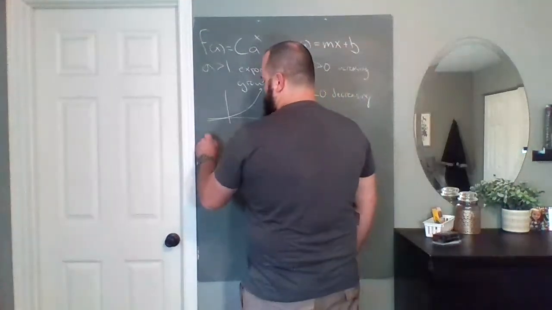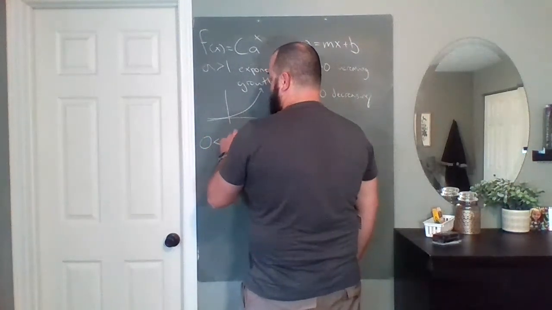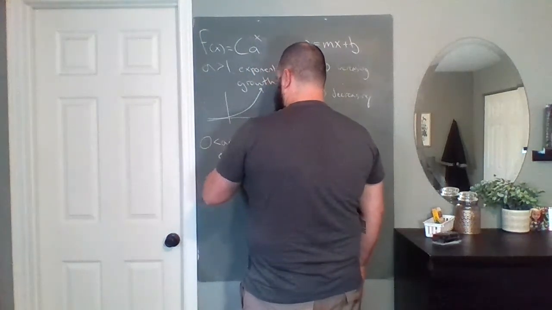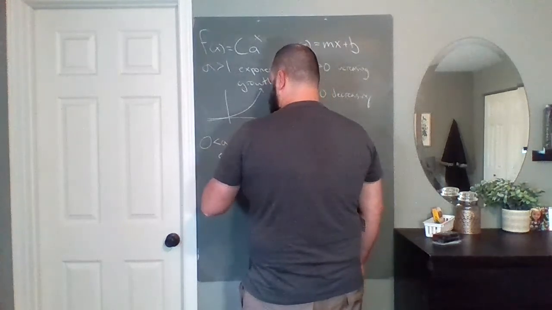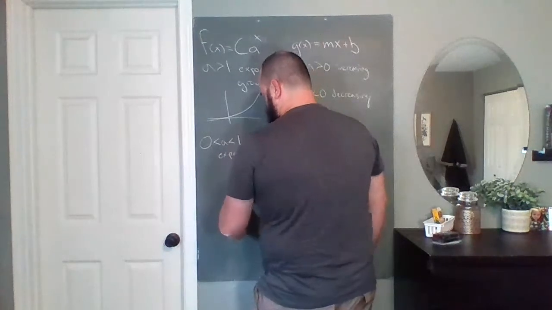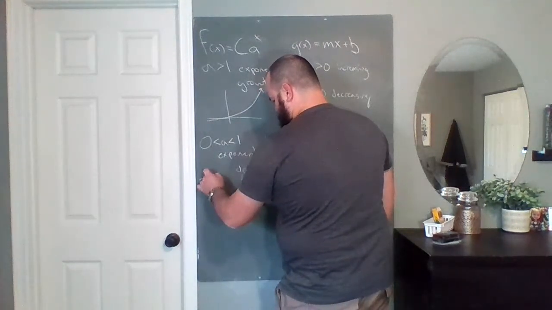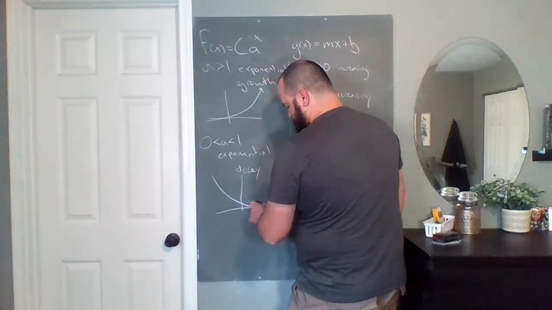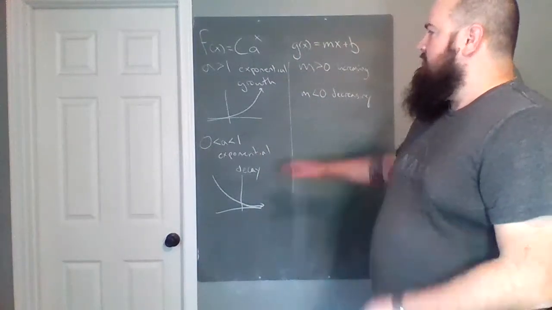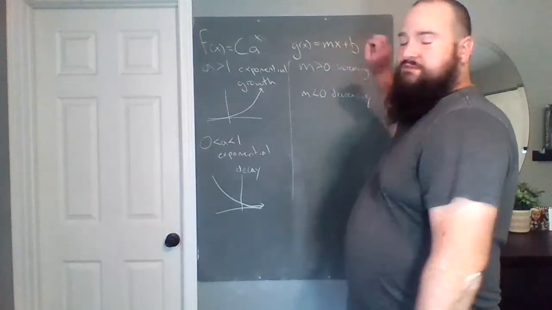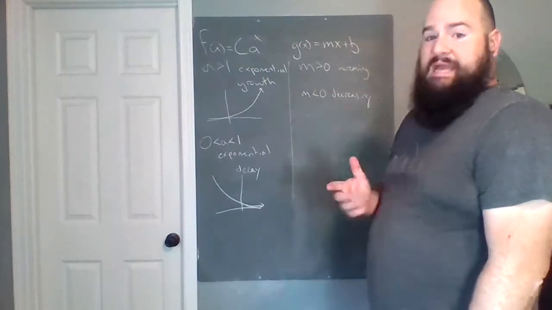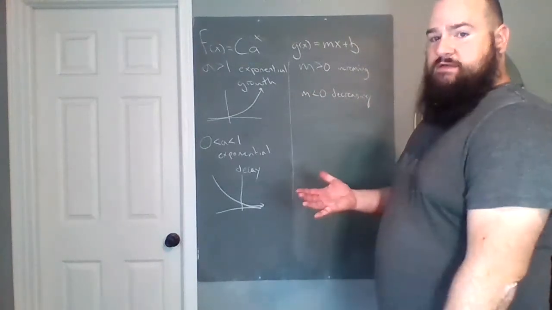Now, however, if 0 is less than a is less than 1, then we have exponential decay, which looks like that. Okay? So just like a linear function, if I just looked at the equation, I could tell you is it increasing or decreasing, by how much every time, and what's the y-intercept, right?